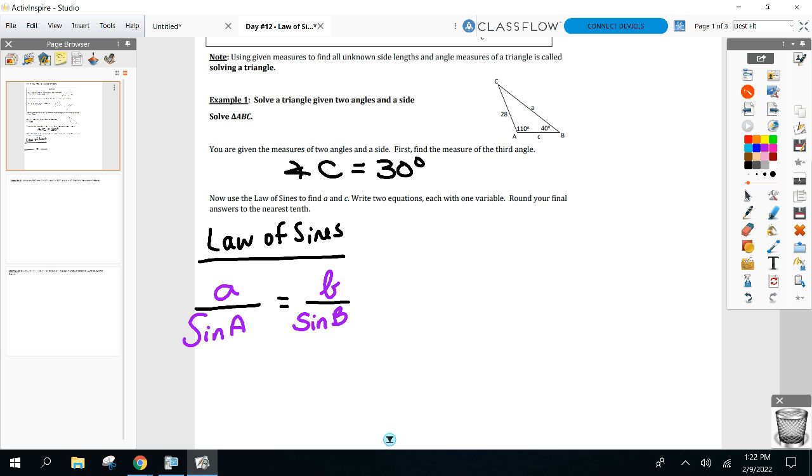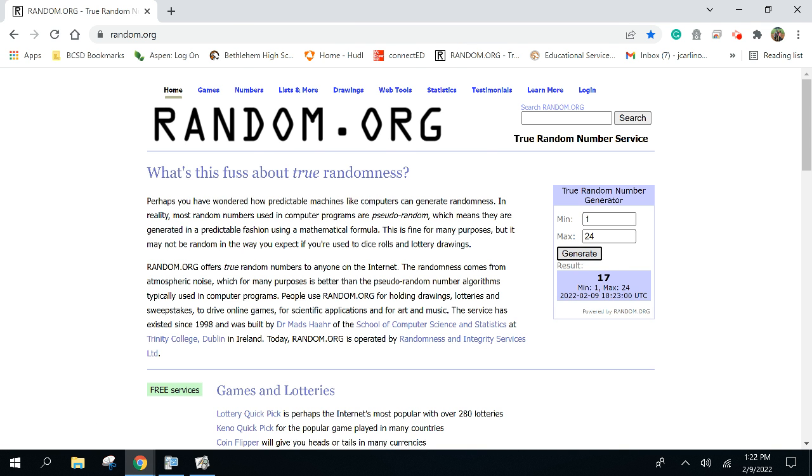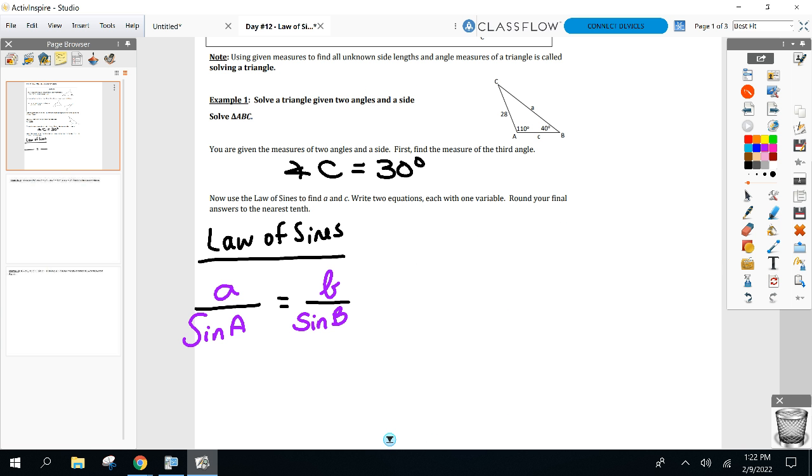Law of Sines, one more time. A is a side, and I put that over the sine of the angle across. B is a side, and I put that over the sine of the angle across from it. All right, big decision for somebody here. Which side do you want to find in this diagram? No wrong answer. I guess BC. A? Or A, thank you.